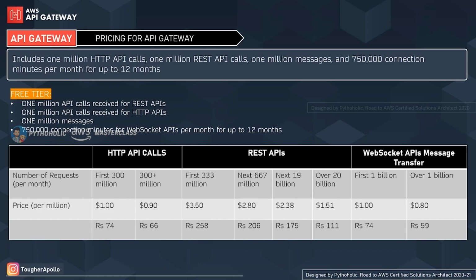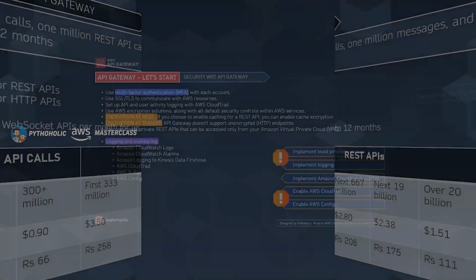But one thing you have to remember here is that the more your request calls are, in the long run, you pay less. Okay, so if you see here, for HTTP API, we pay $1 for the first 300 million. And then we pay only $0.90 post 300 million requests. So it becomes affordable on the scale.